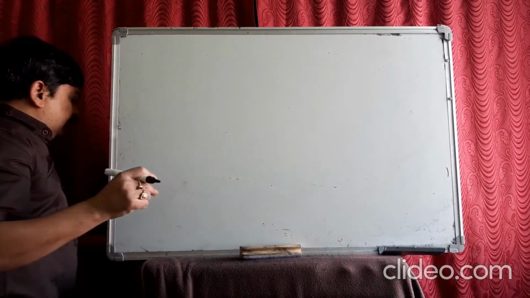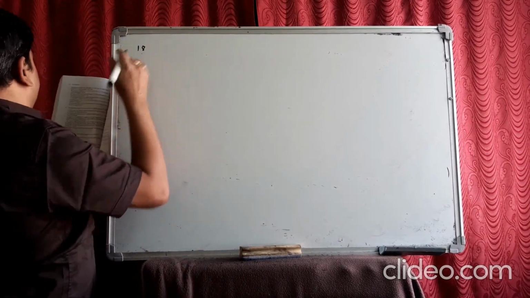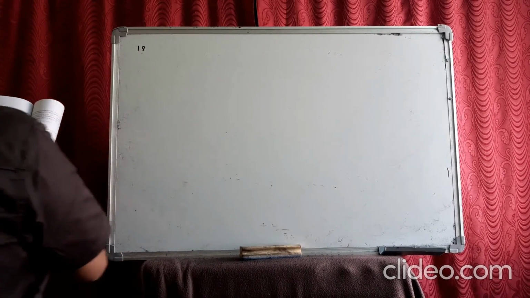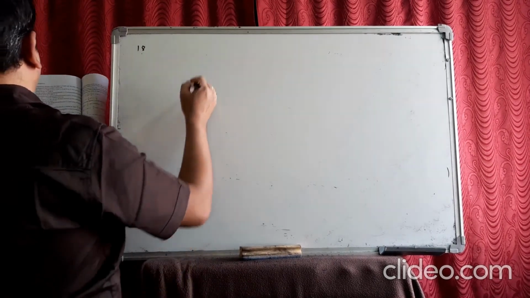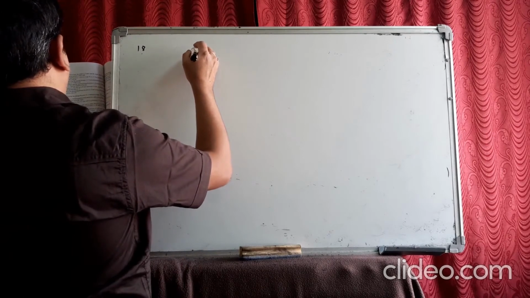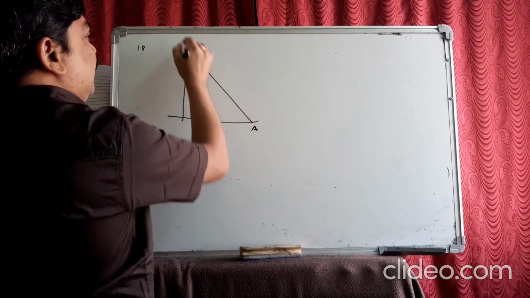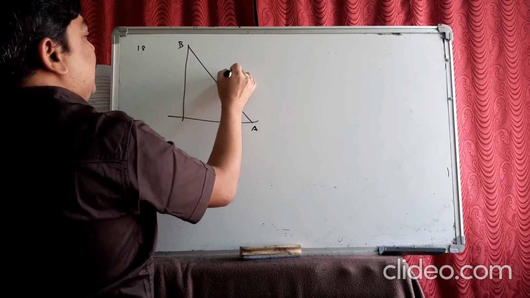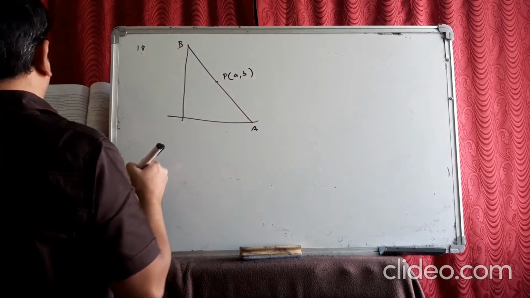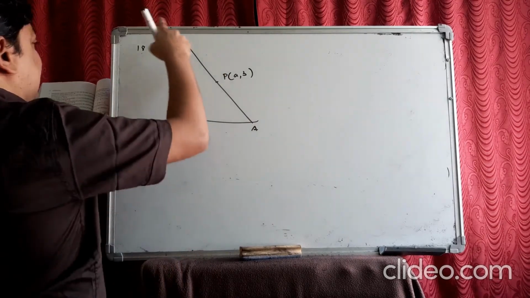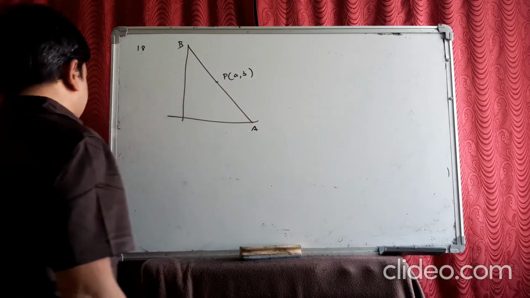Now see the 18th question. What did they give? P(a, b) is the midpoint of the line segment between the axes. So there is a line between the axes here, AB, and P(a, b) is taken. Show that the equation of the line is x/a + y/b = 2.